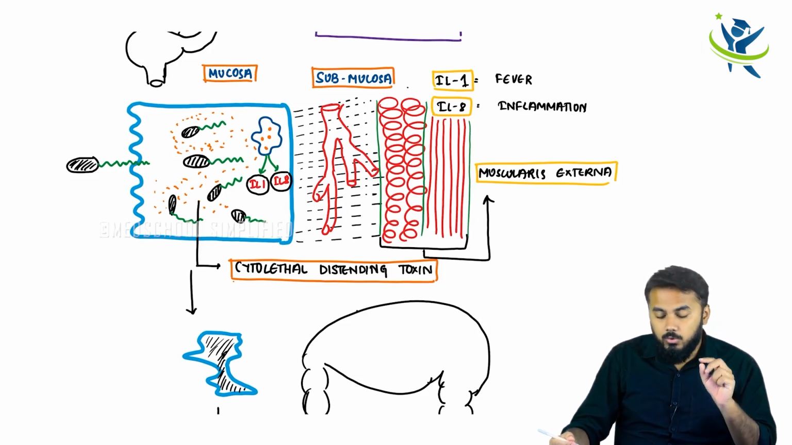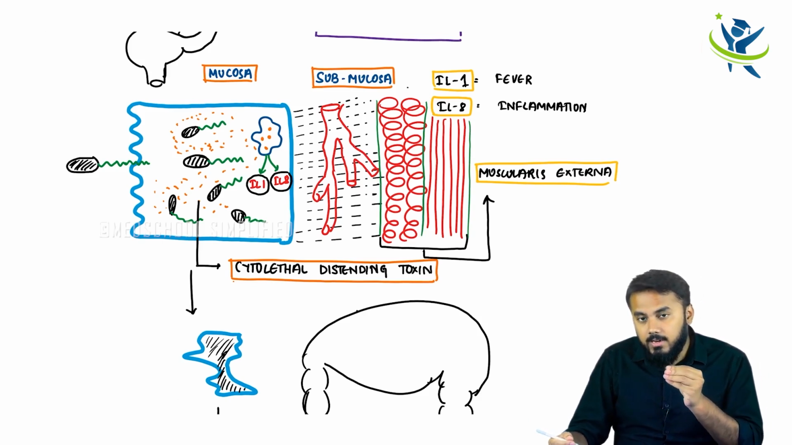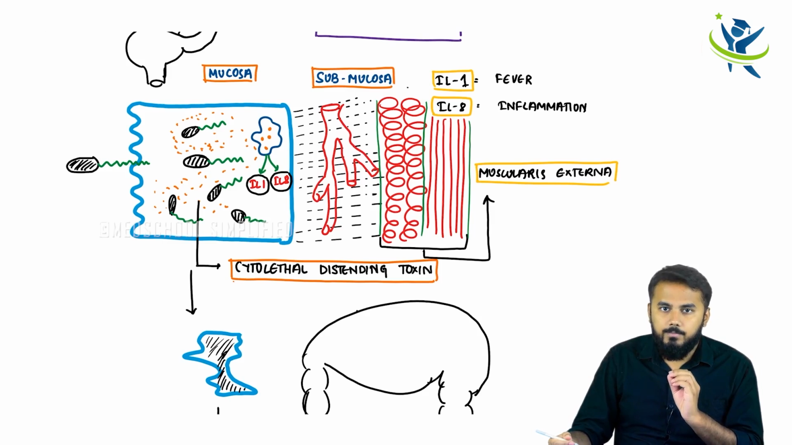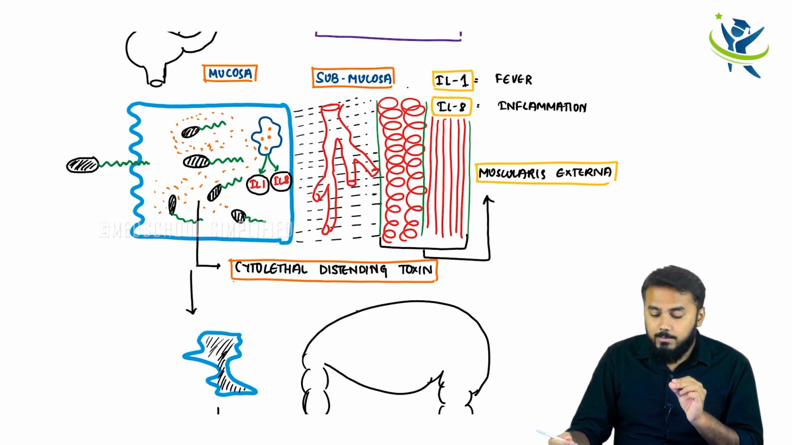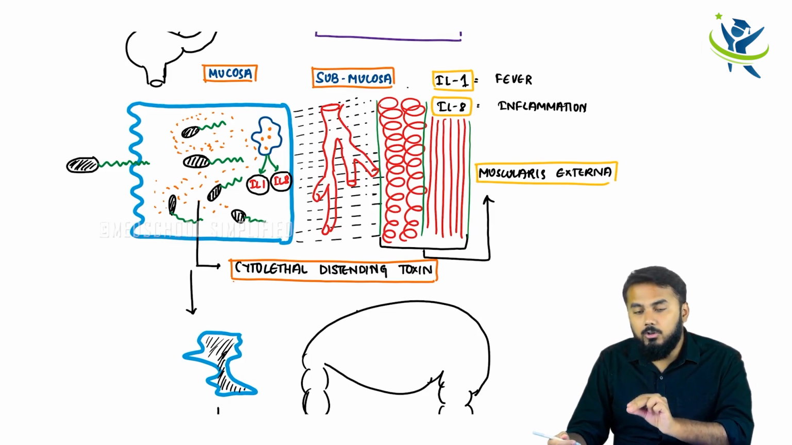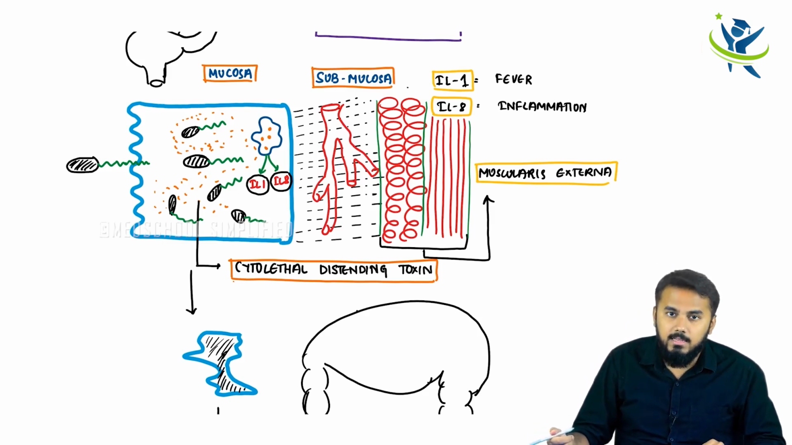So I was telling you that if this inflammation is too much, it can even enter into the submucosa, and from the submucosa the inflammation can even enter into the muscularis externa, the muscle layer, and can damage the muscles. You know what will happen when the muscles get damaged? They become paralyzed. When the muscles are damaged, they no longer work.